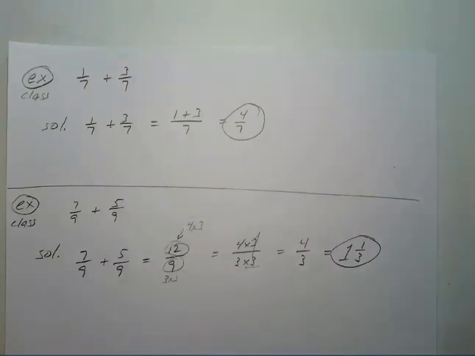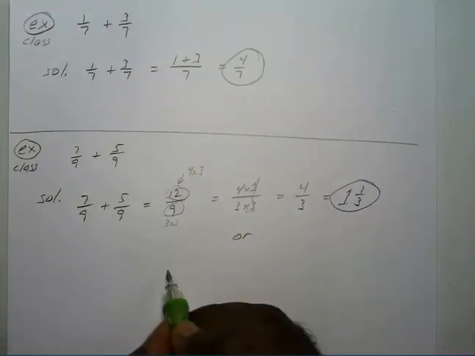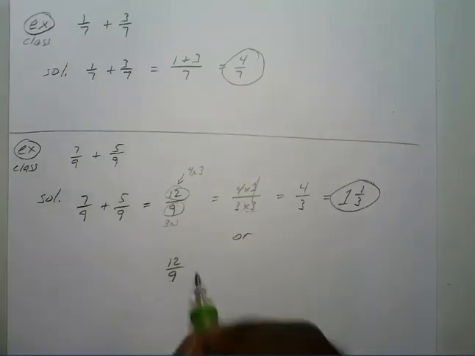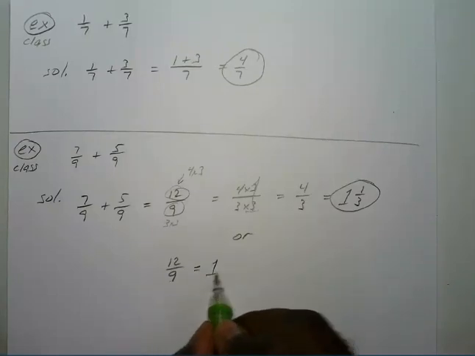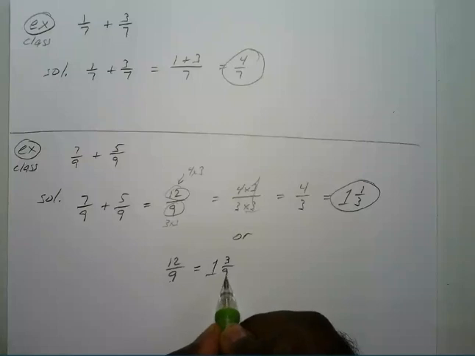Okay, now that's the first method. You could also do it this way and you'll get the same answer. Which method you choose is completely up to you. So you have 12 over 9. If we convert that to a mixed number instead of reducing it, that gives us 1 3/9.